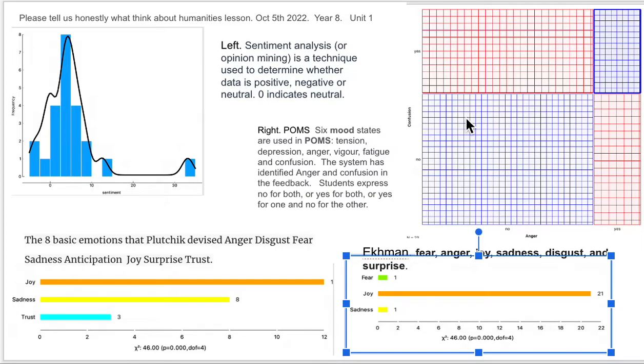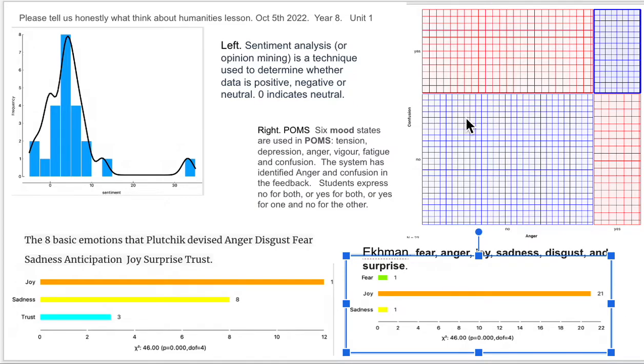So in this video we've looked at POMS as another way of identifying a range of emotions, and here we've identified students who were expressing two emotions. We try to understand this data in terms of what's going on in our classroom, and then we would develop appropriate strategies for the whole class and appropriate strategies for the individual students that were identified by each block.